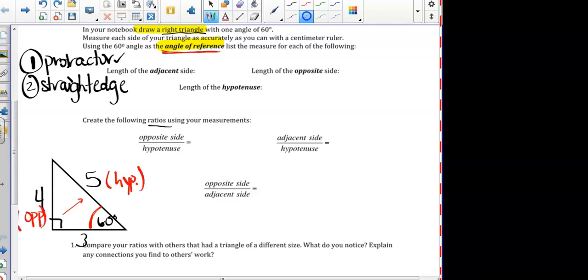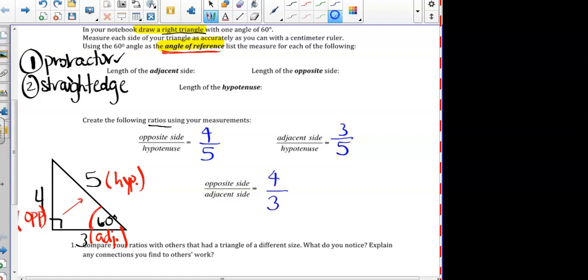And the last side that we have to figure out is the adjacent side. Adjacent means next to. The adjacent side will be the length of 3 in the right triangle I've drawn because it's adjacent, or next to, the reference angle. So then we were asked to figure out some ratios. The length of the opposite side is 4 over the hypotenuse, 5. The length of the adjacent side over the hypotenuse is 3 over 5. And the length of the opposite side over the adjacent side is 4 over 3.